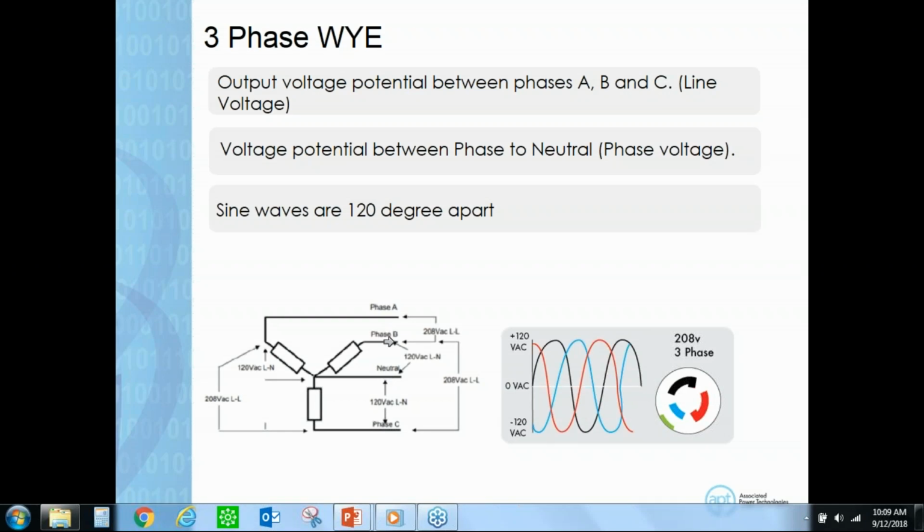Now the voltage between line and neutral is known as the phase voltage. So if I were to measure between phase A and the neutral connection, my voltage for this particular example will be 120 volts.